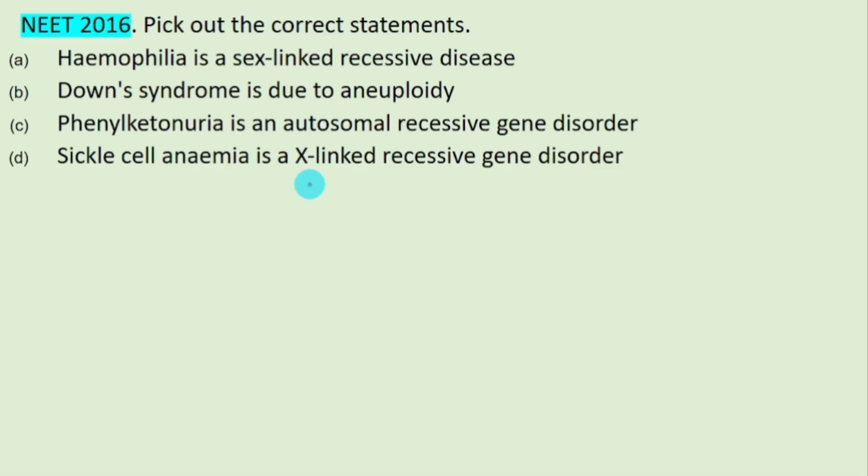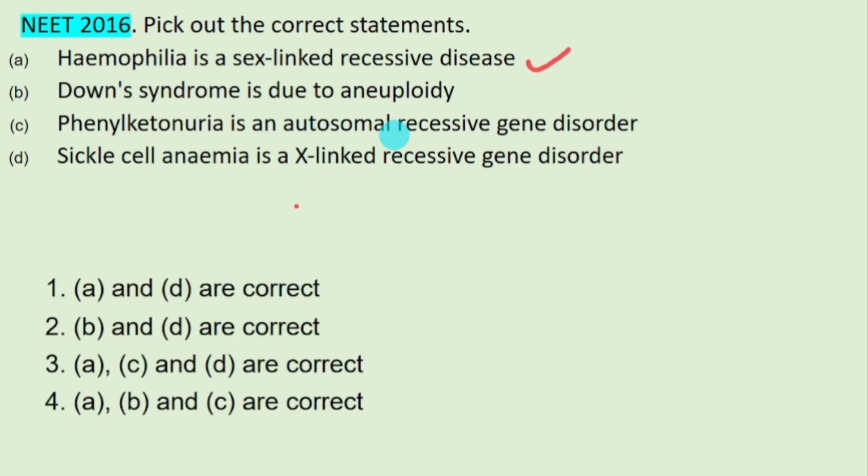Pick out the correct statements. So we have covered all these diseases, so we can attempt this question. Hemophilia is sex-linked recessive disease. Correct. This is correct statement. Check for A. A is in 1, 3, 4. Then Down syndrome is due to aneuploidy. Yes, it is trisomy 21. This is correct. A and B. So this won't be the answer. And B is correct. So this won't be the answer. So we have the answer A, B, C. There is no A here. So this also cannot be the correct answer. The only option which is correct is option 4.